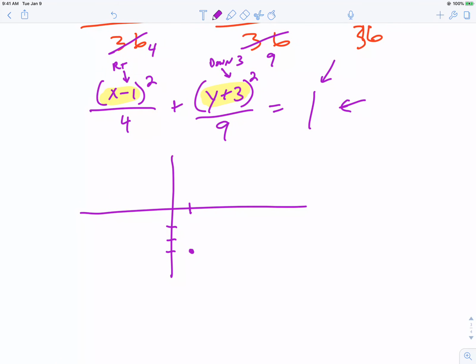Now I do all the other stuff as planned. A squared, b squared. So a is 2, b is 3. So 2 is underneath x. So in the x direction, I spread out 2.